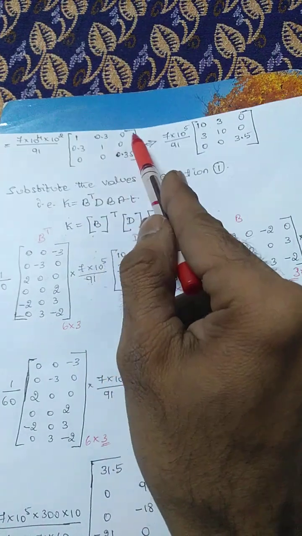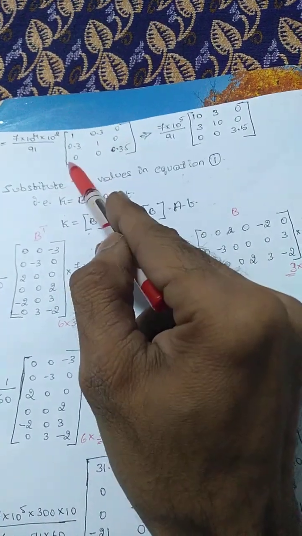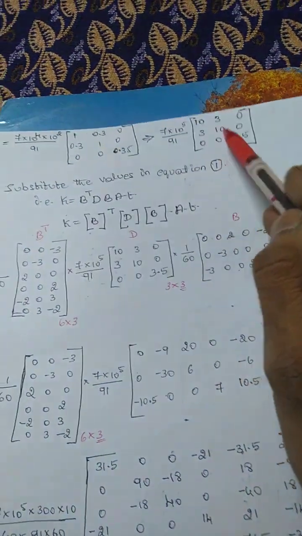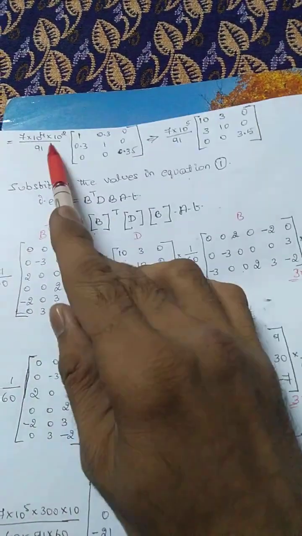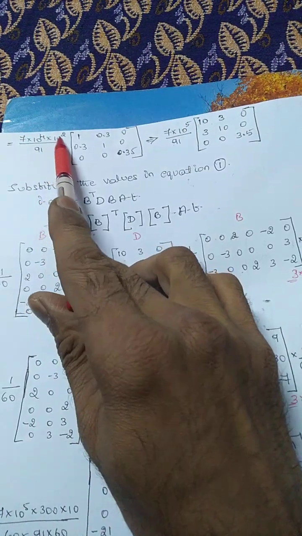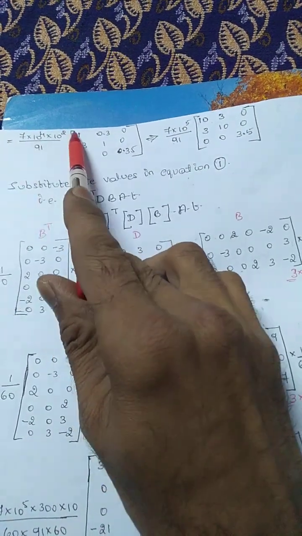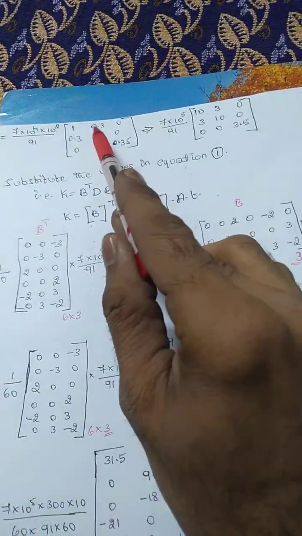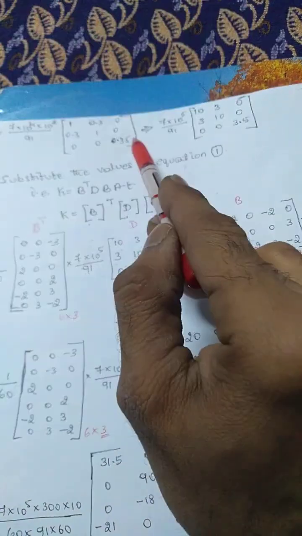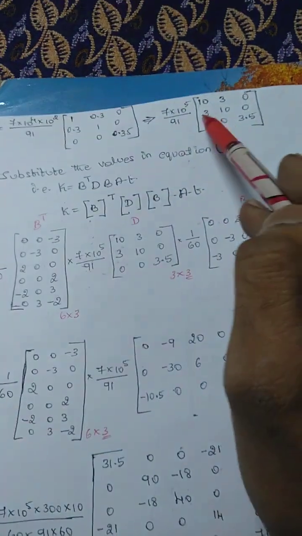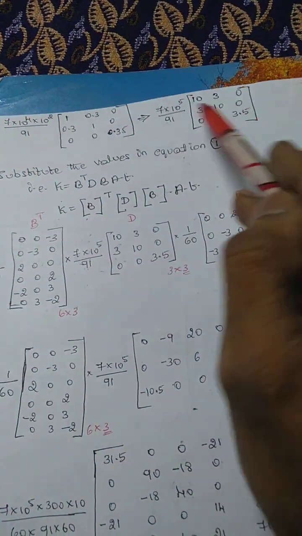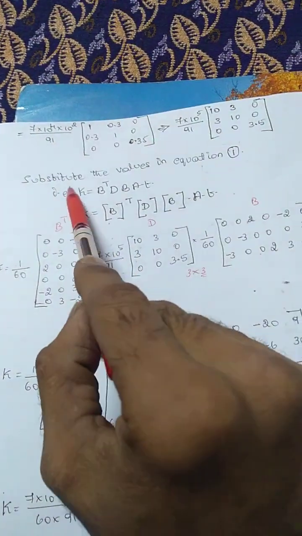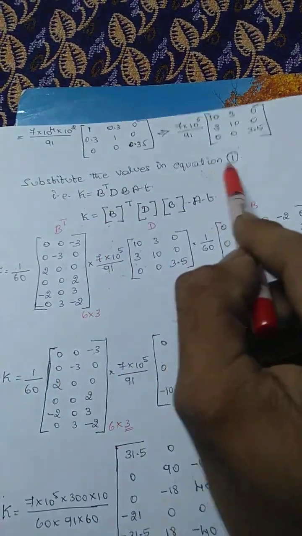So 1.30, 0.31, 0.35 is good to see here. It will be 10 to the power 4 into 10 to the power 2, that is 10 to the power 6. So to avoid 10 to the power 6, I have to avoid this 0.3, all these things, have taken 10 inside, so that I'll get better values. So next, substitute the values in equation 1.